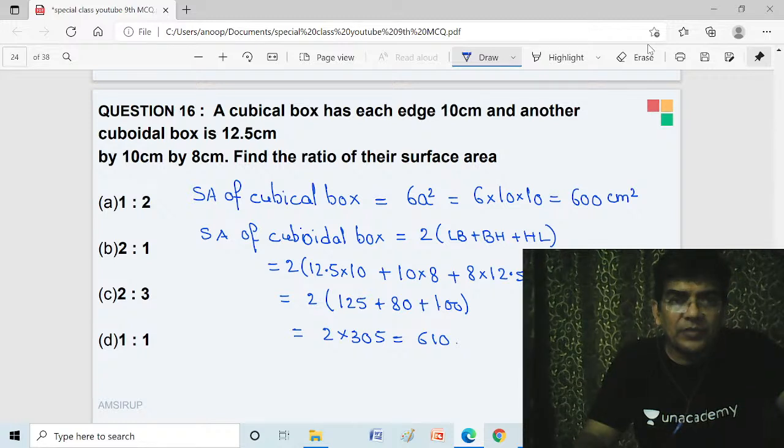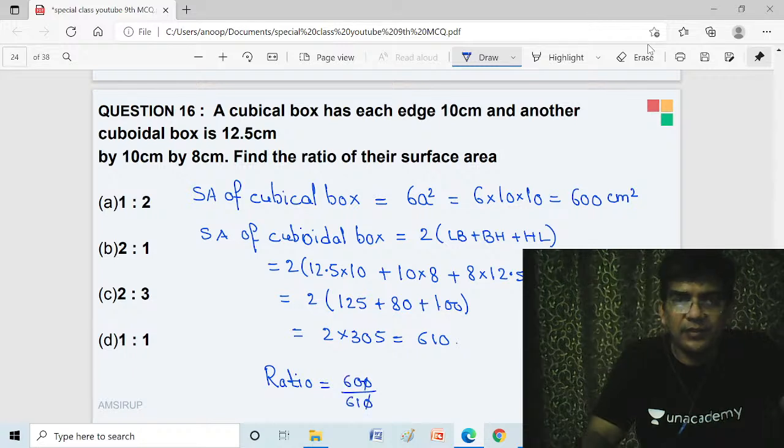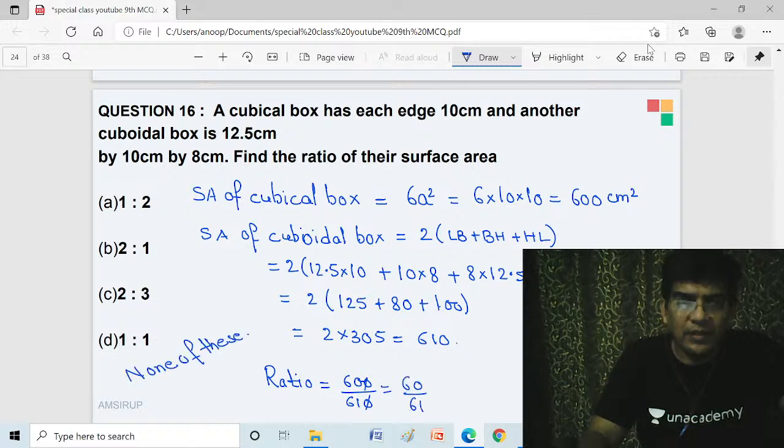So it will be none of these. Now if you get the ratio, 600 upon 610, so it will be 60 by 61. So the answer should be none of these. Answer will be none of these.